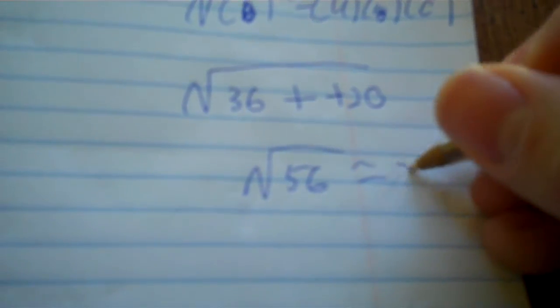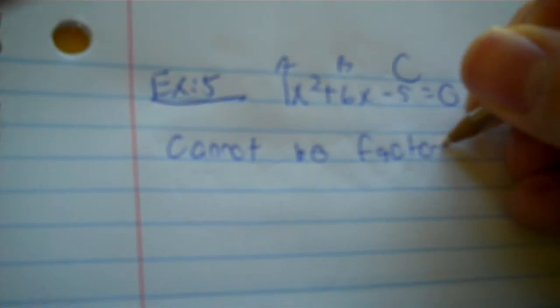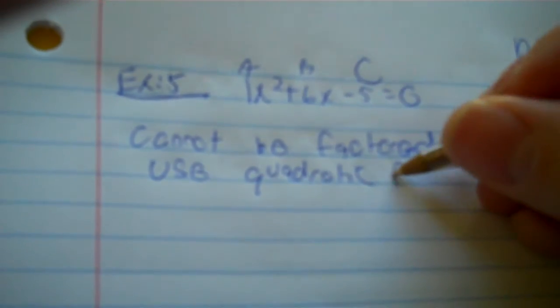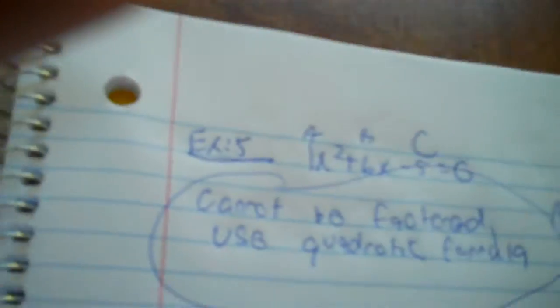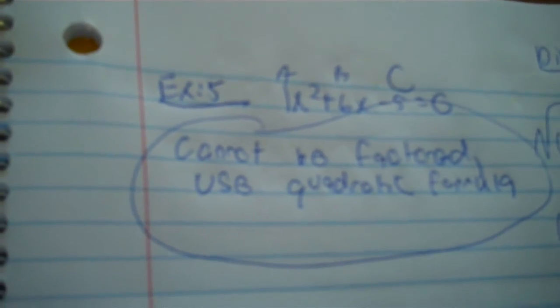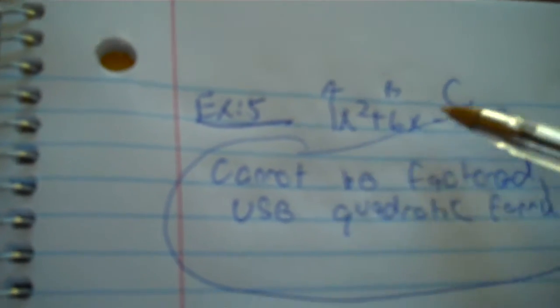Now the square root of 56. Got a decimal, 7.48. So that means cannot be factored, comma, use quadratic formula. That's the song. The quadratic formula is the song, okay? The whole song. It means a T-chart wouldn't work, okay? You wouldn't be able to find anything. You wouldn't find 2 factors of negative 5 that can add to 6.